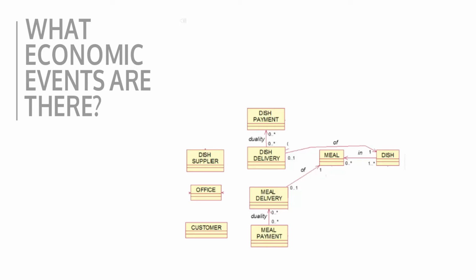We have in this figure also answered the question about dual economic events. Meal delivery and meal payment are dual, and dish delivery and dish payment are dual. The next questions are about commitments and contracts.